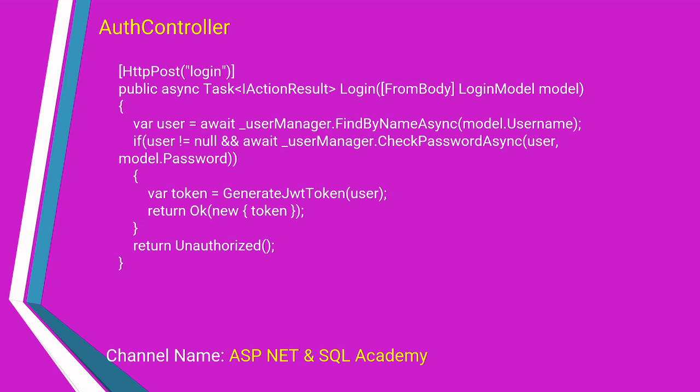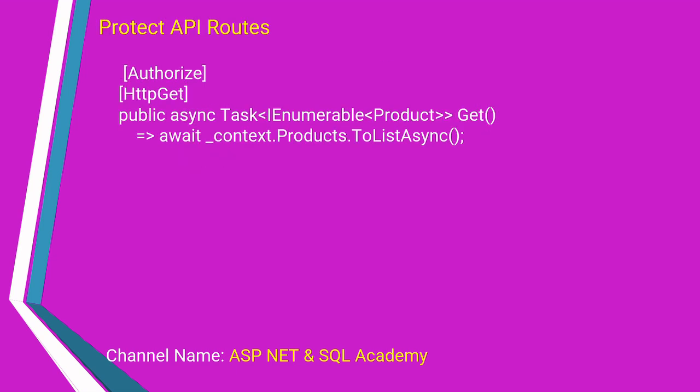Create an auth controller with a login endpoint. If credentials are valid, generate a JWT token and return it. To protect APIs, just add the Authorize attribute. Now only logged in users with a valid JWT token can access these endpoints.